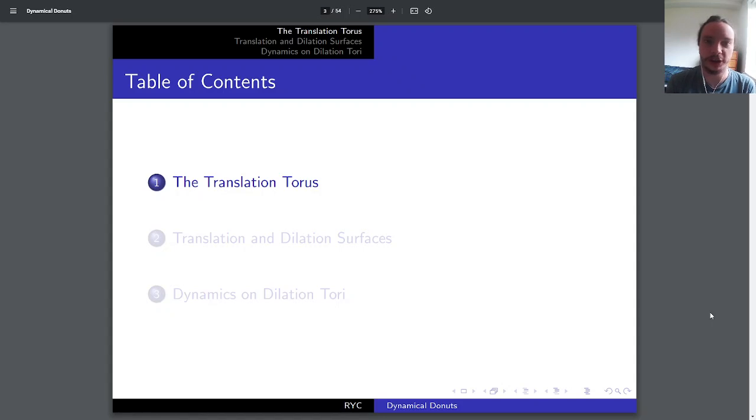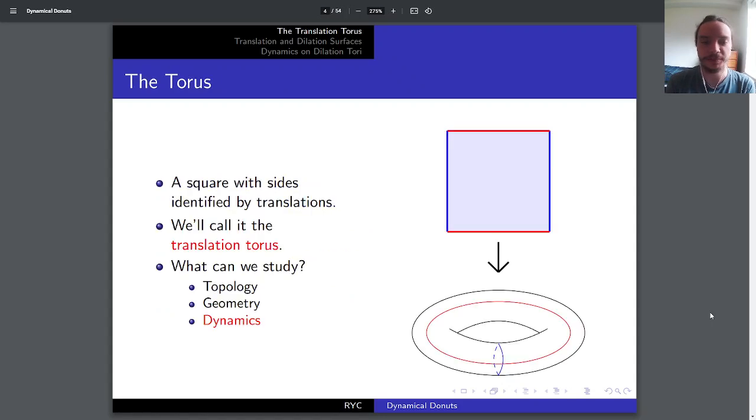So let's start by talking about the typical torus. So what exactly is a torus? A torus is a square where we take the sides and we identify them according to translations. So, you'd have your square like this, and you'd take the left side and you'd identify it over to the right side. What I mean by identify is you just glue them together. And you take the top and you'd identify it to the bottom. So you kind of glue them together.